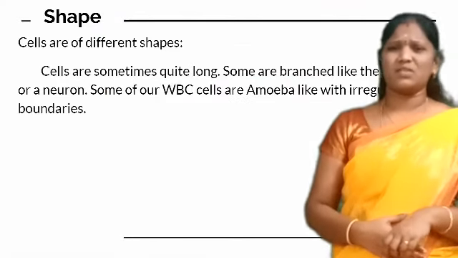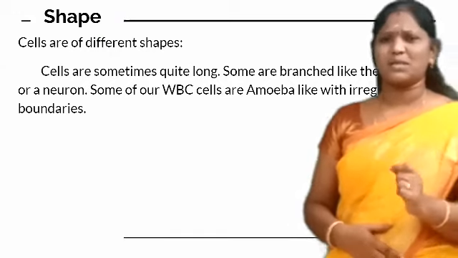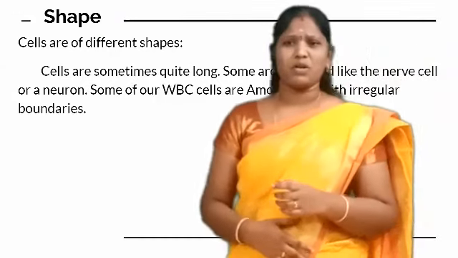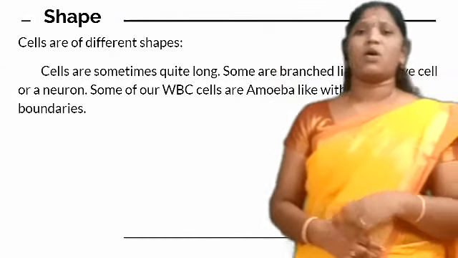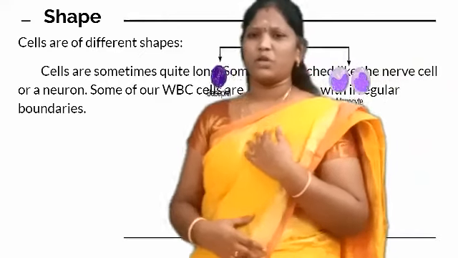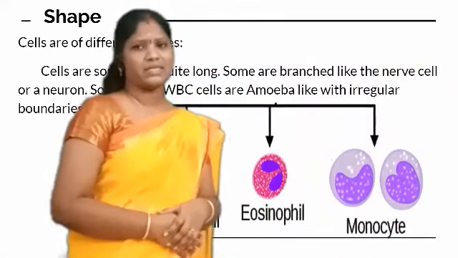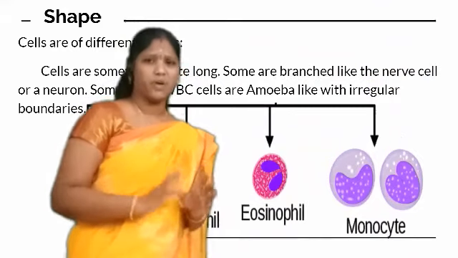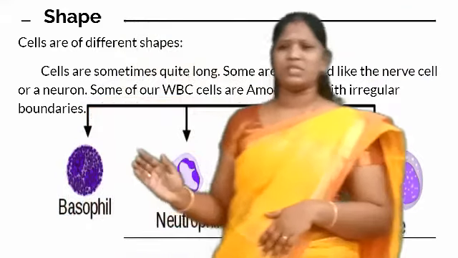Shape. Cells are of different shapes. Cells are sometimes quite long. Some are branched like a nerve cell or a neuron. Some of our WBCs are of amoeba-like structure, which has irregular boundaries. You can see the WBC structures.